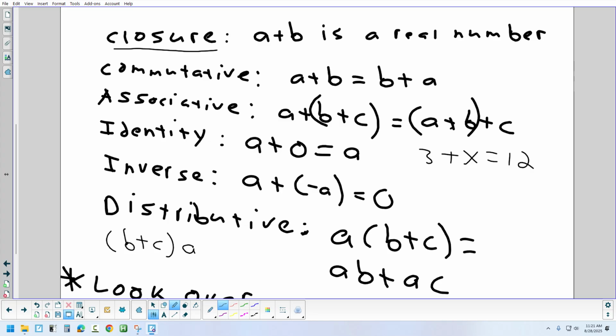A lot of people don't. But you could put the A after, and that means the same thing. That's called post-multiplication with distributive property.